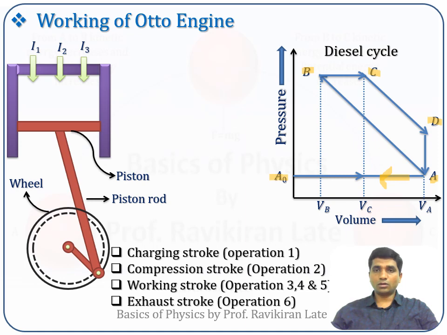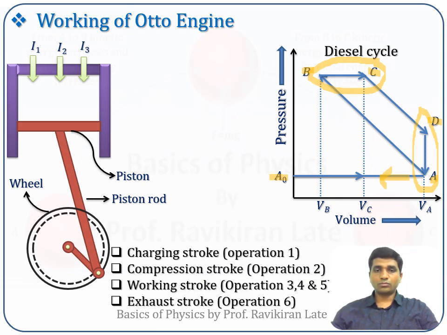In this diesel cycle, 2 operations are very important. One is BC and another is DA, in which in operation BC, heat is taken in, or fuel is taken inside, and in the operation DA, heat is rejected to the sink. So one is the heat taken from the source and another is the heat given to the sink.